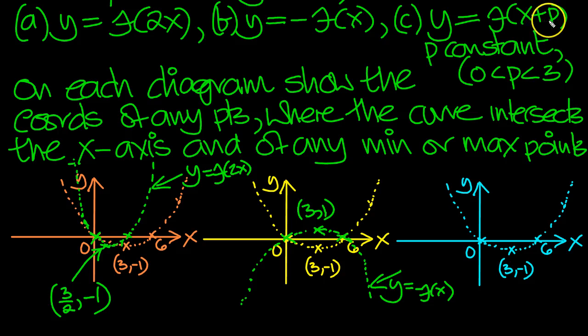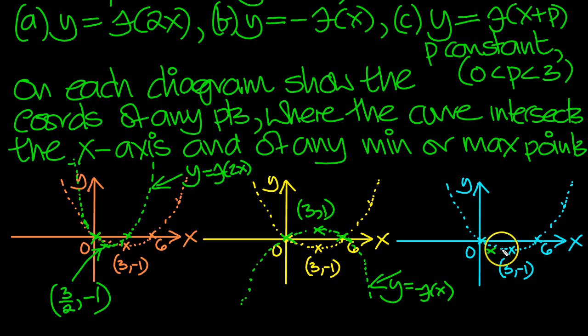Now the next one, f of x plus p, where p is between 0 and 3. If we had 1, for example, x plus 1, and we put in x is 2, the value at 2 would be f of 2 plus 1, which is f of 3, which would be this point here. So the value at 2 would be here. So it's shifted back p. So this point here moves back somewhere between here and here, because p lies between 0 and 3. So let's move it back this much then.